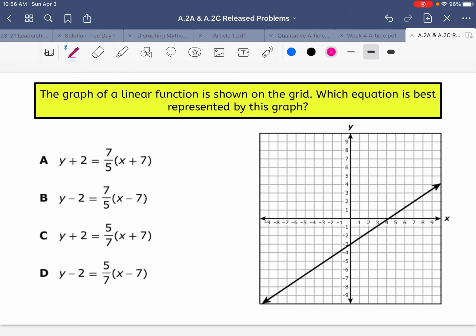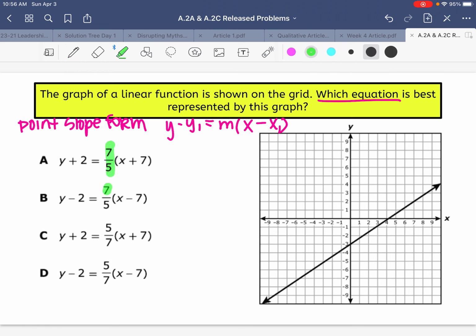This is very similar. So now we have a graph of a linear function on a coordinate plane, and now we're trying to match which equation is best represented. All of our answer choices right now are in point slope form, which remember is y minus y1 will equal slope times x minus x1. So first I'm going to find the slope because I see there are 2 slope options. So I'm just going to use my graph to find what the actual slope is.